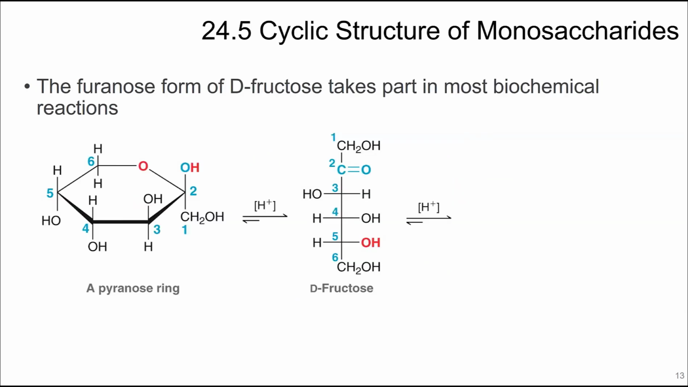The furanose form of D-fructose takes part in most biochemical reactions. So that 5-membered ring is the one that we see the most often. That's the pyranose, the 6-membered ring. So that is the furanose versus the pyranose.